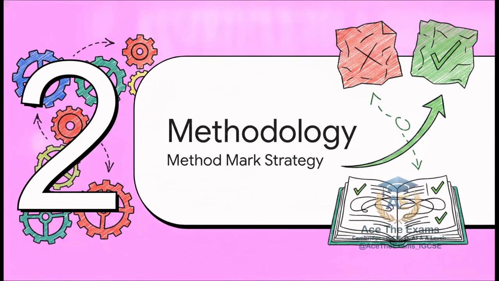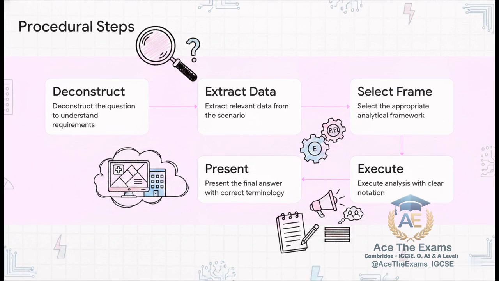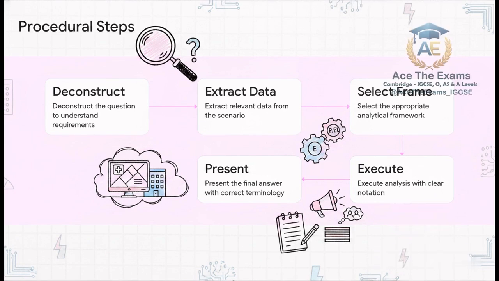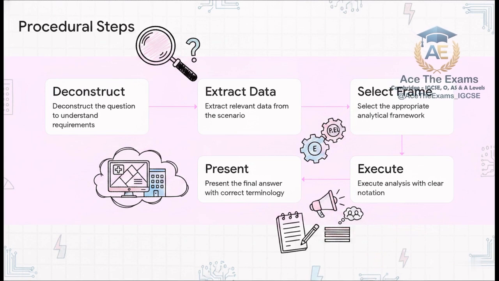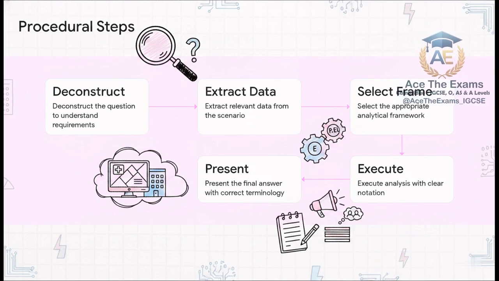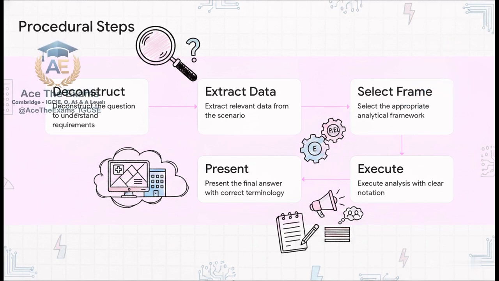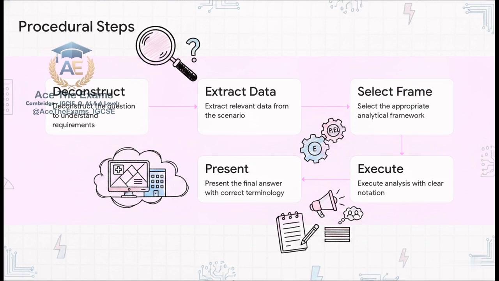Section 2, the method mark strategy. This is the part where we start transforming those flawed red marks into green check marks. The absolute beauty of Cambridge computer science and IT mark schemes is that they often award what we call method marks. This is huge. It means that even if your final conclusion is slightly off base, you can still secure the majority of the marks simply by demonstrating the correct analytical process on the page. There is a 5-step standardized sequence you must execute every single time.